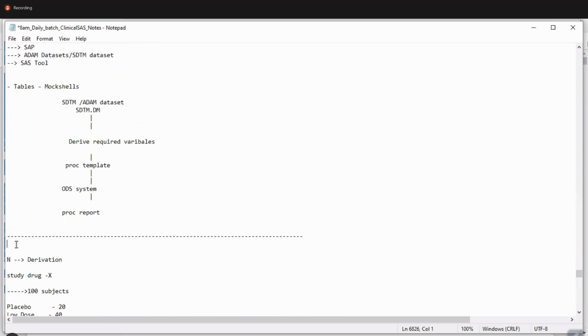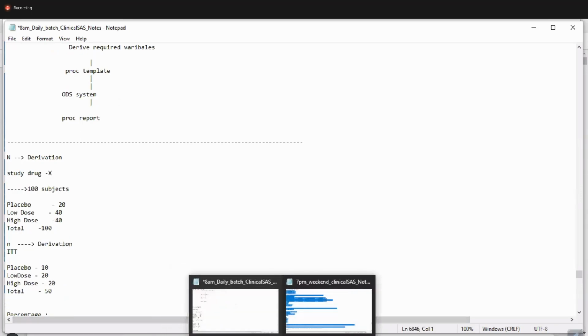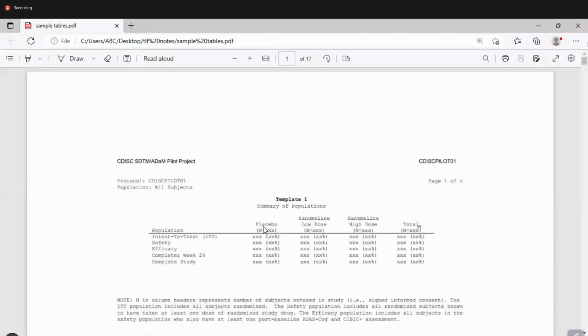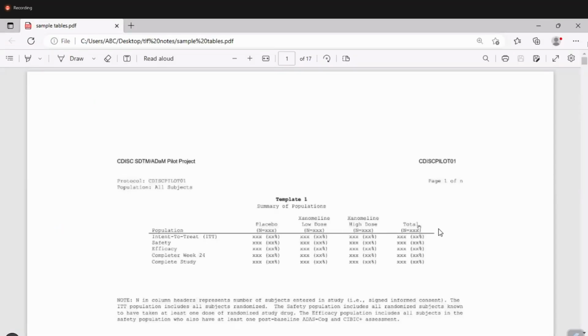See, first, what we need to derive, you have to derive the capital N first. First, capital N derivation will be done. Okay, observe here, in the mock shell, first we have to derive these capital N values. For example, in the total study, let us assume there are 100 subjects. In those 100 subjects, how many are ready to take the placebo? How many are ready to take the low dose? How many are ready to take the high dose? Let us assume placebo has 20 subjects, low dose 40, high dose 40. 40 plus 40, 80, 80 plus 20, 100. Total 100. So this capital N count you have to derive first.